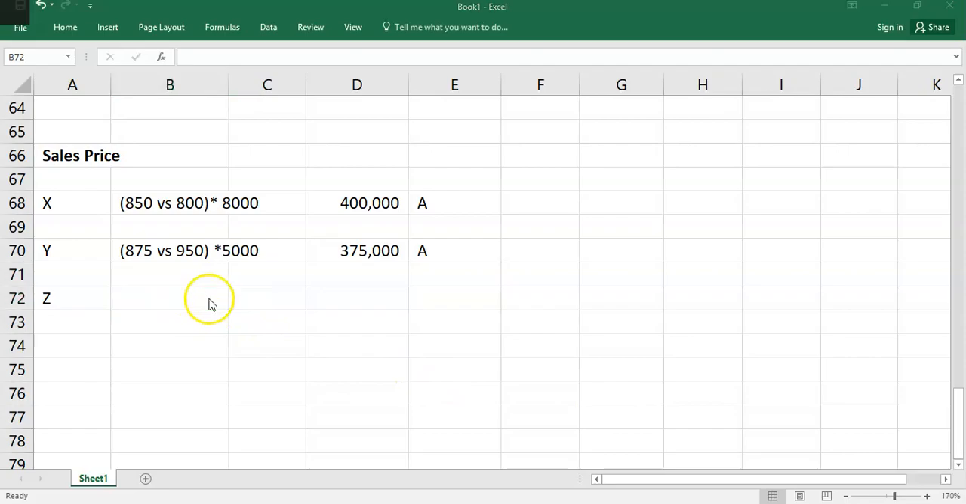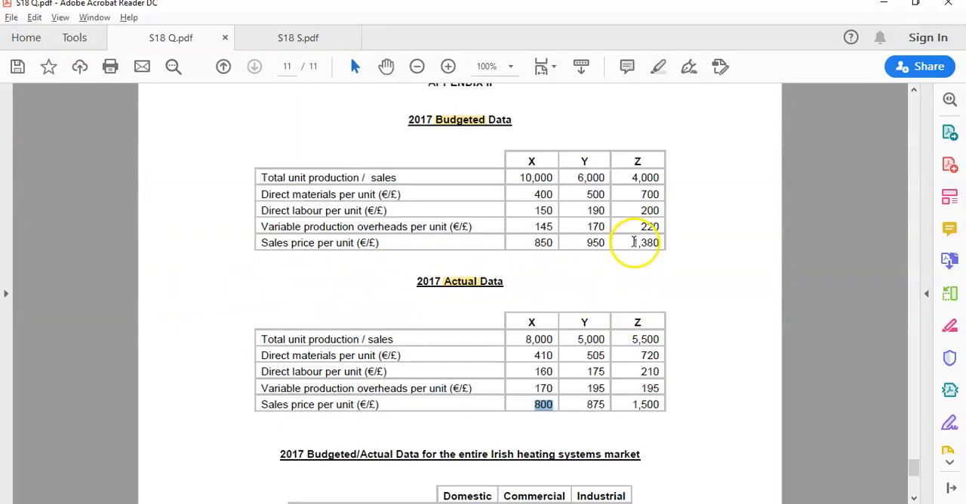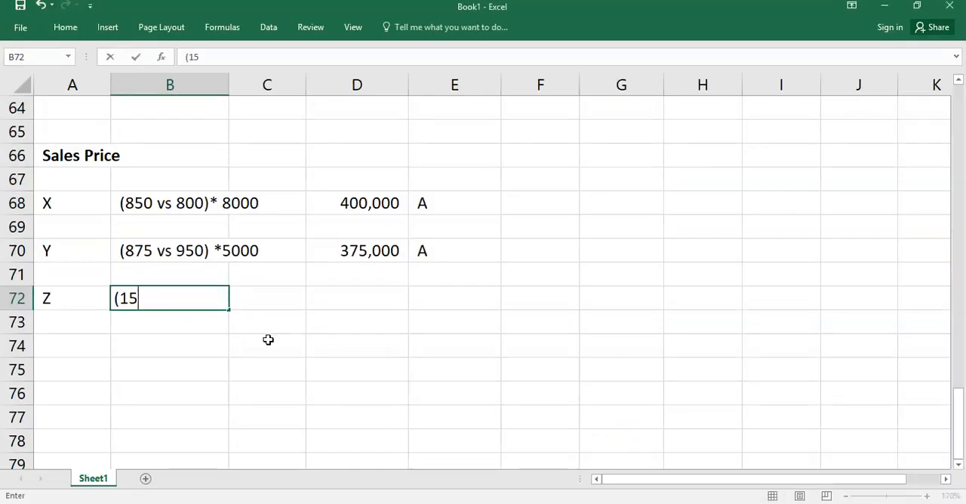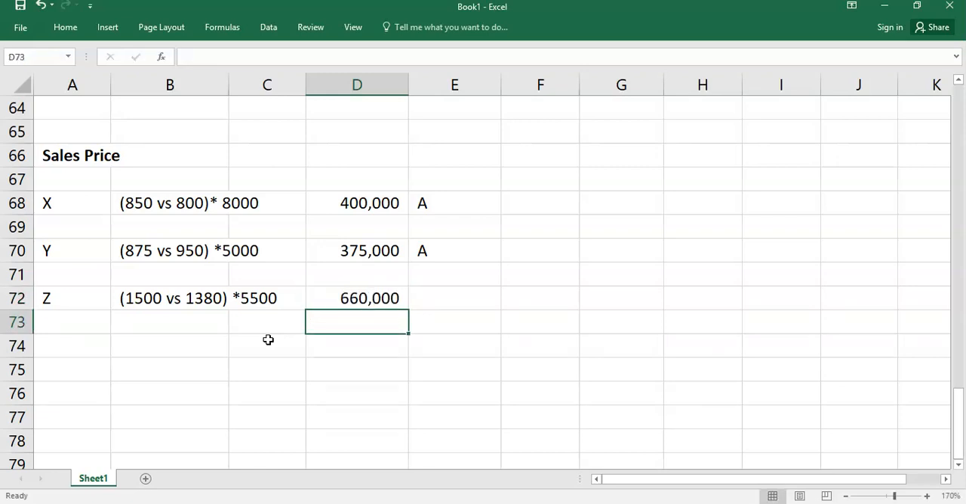And the last one, product Z for the industrial market, you expected to sell it at 1380, you actually sold it at 1500. So 1500 versus 1380, and the volume you sold was 5.5. So this would be favorable. You sold each of them at 120 more than budget, and you sold 5.5 of them, which is 660 favorable, and you tot them up then, you're going to be left with an adverse variance net of 115, and that is the sales price variance.